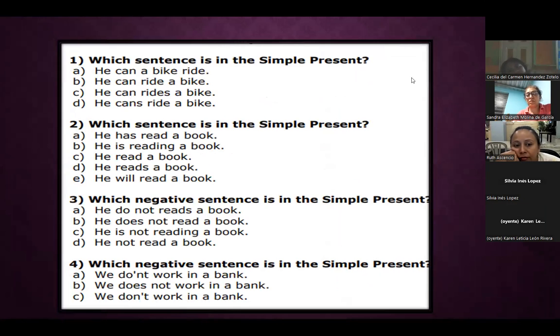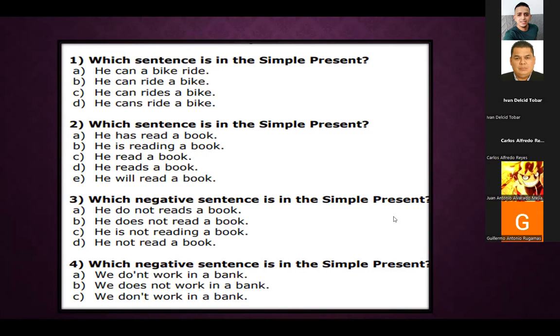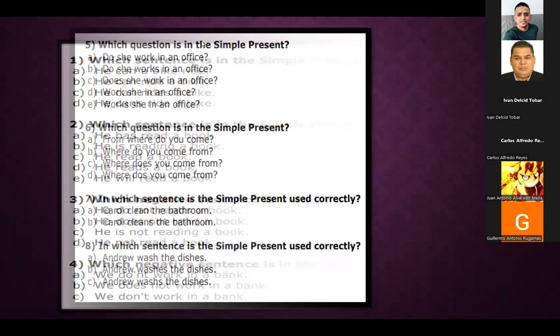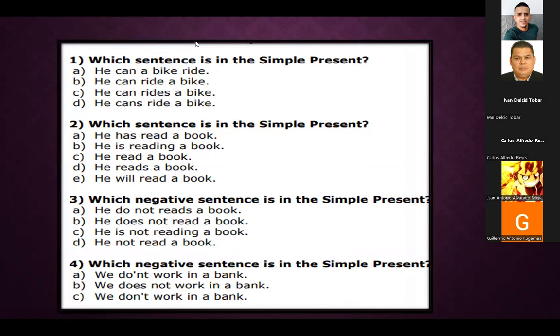Okay, which sentence is in the simple present? ¿Cuál oración está en el presente simple? Vamos con Mr. Carlos Alfredo Reyes, number one. Miss Clarissa, el micrófono, por favor. Excuse me. ¿Cuál está en presente simple? Which sentence is in the simple present? The letter B. Letter B. Let's see. All right, he can ride a bike. Excellent.